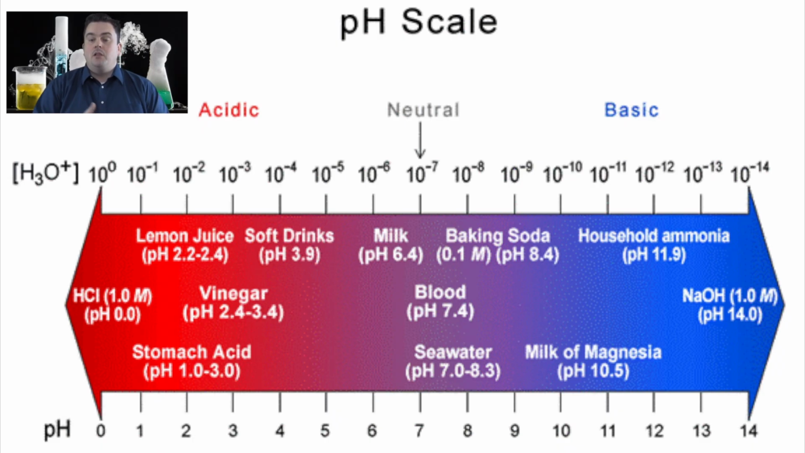Now if I have an example of a pH changing from 7 down 1 unit to 6, I have a 10-fold increase in my hydronium ion concentration. At the other end, if I change my pH from 10 to 12, I've increased my pH by 2 units on the scale, which has shown a 100-fold decrease in my hydronium ion concentration.